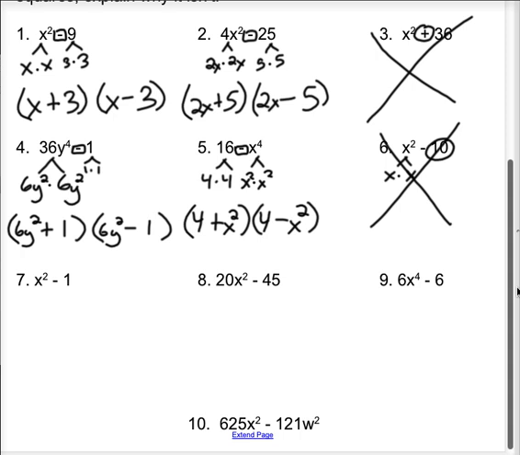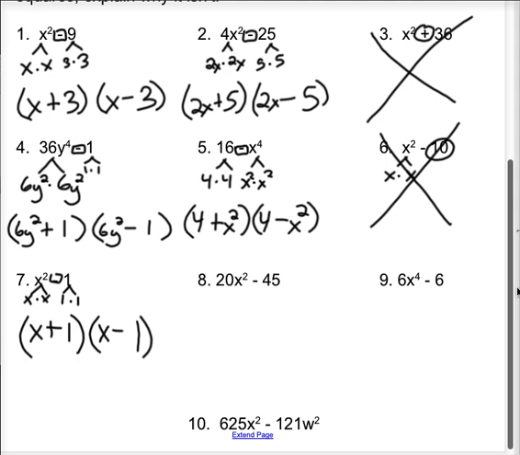Continuing on though, number 7. That variable has an even power. So we know we're talking about x times x. 1 breaks down into 1 times 1. We are dealing with subtraction. So I can set up my structure, that plus or minus. So x plus 1, x minus 1, and we're done with the problem already.